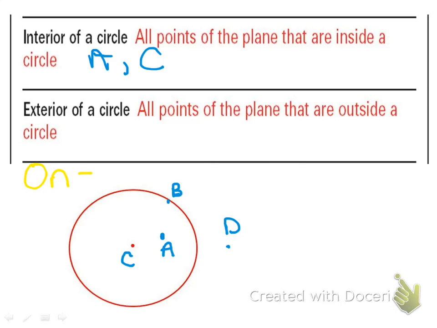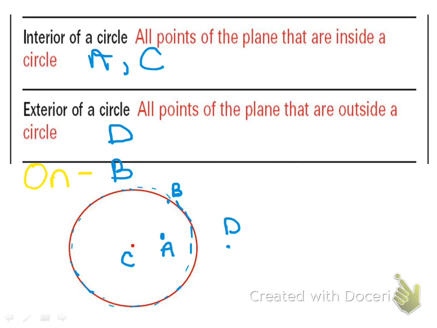Name a point on the exterior, Grace. Point D. Point D is on the exterior. And then on. On is a third position that we need to be familiar with. On is all the points on the actual line here that make the circle. So a point on the circle would be which point, Tiana? Point B. Point B is on the circle.